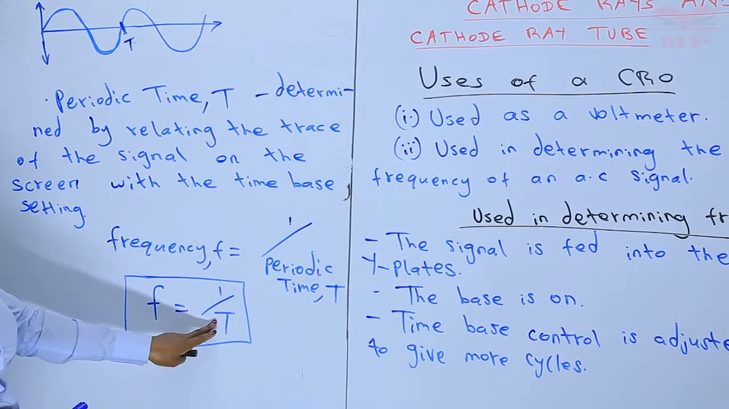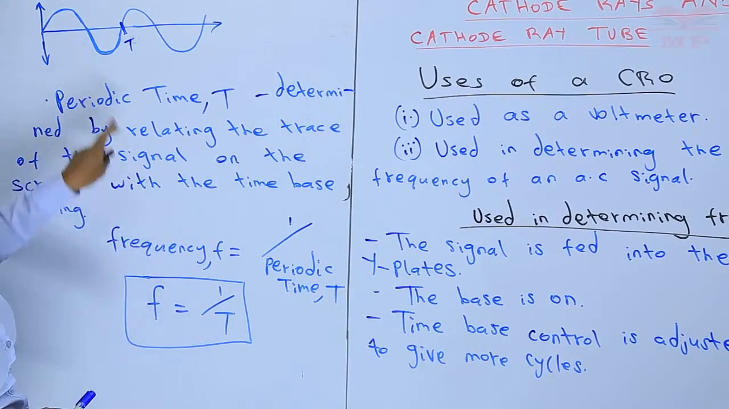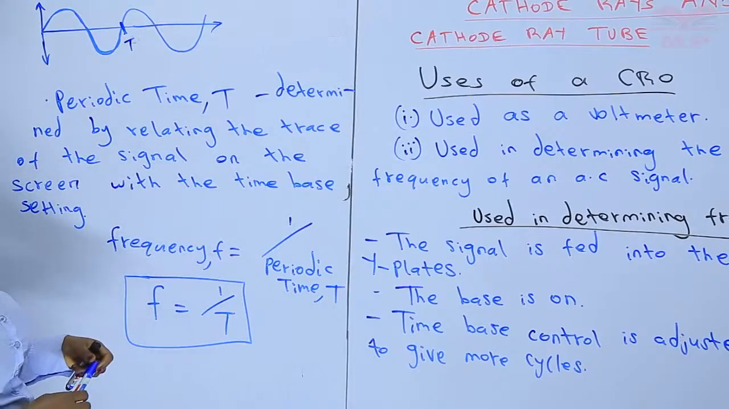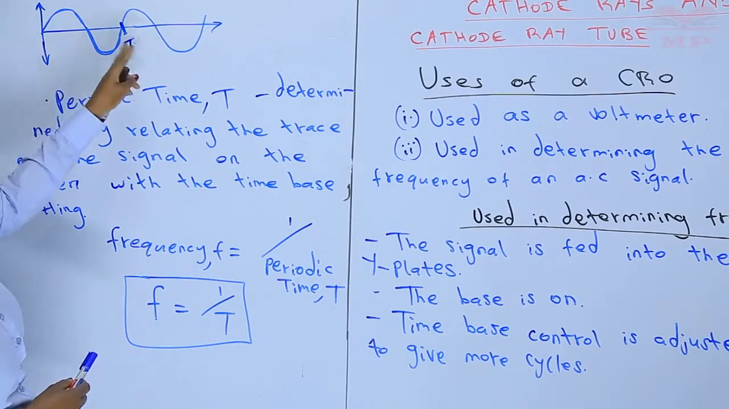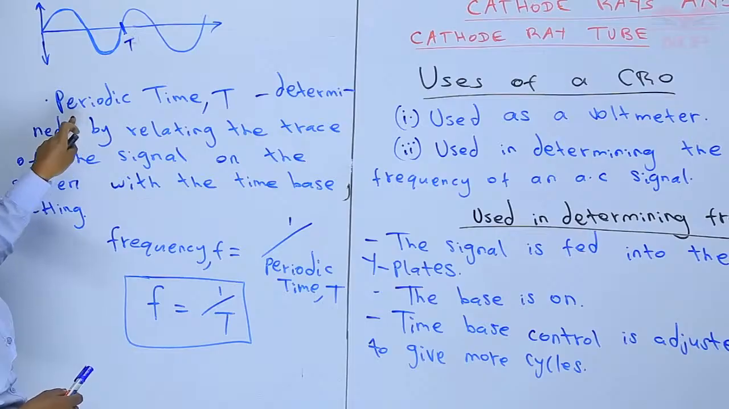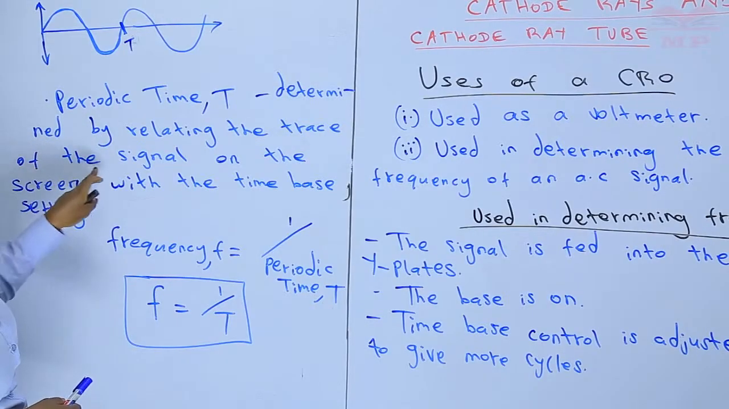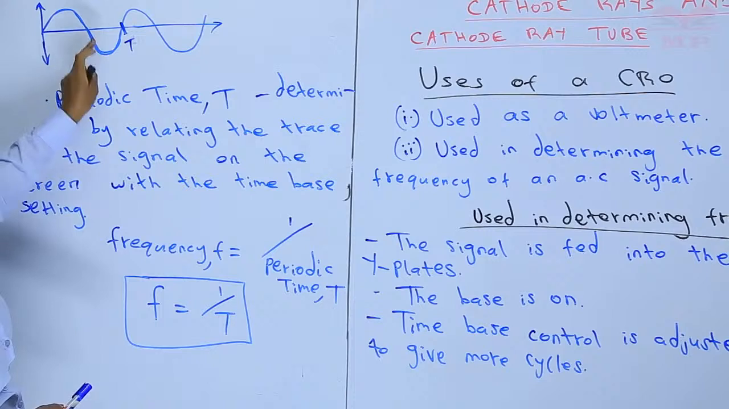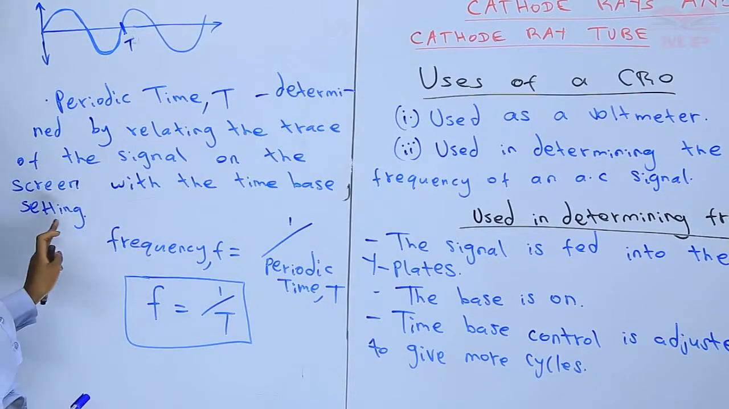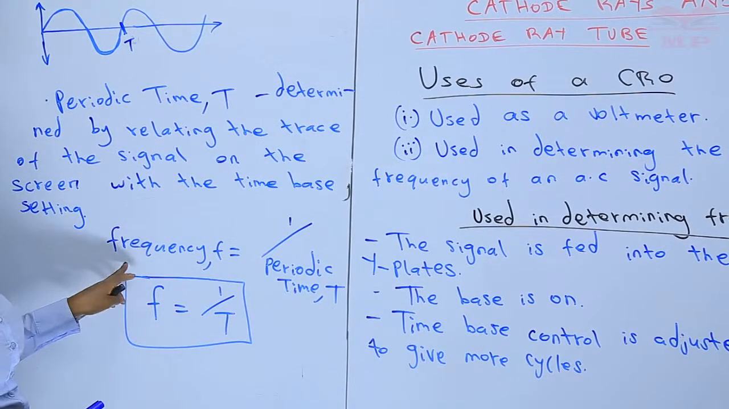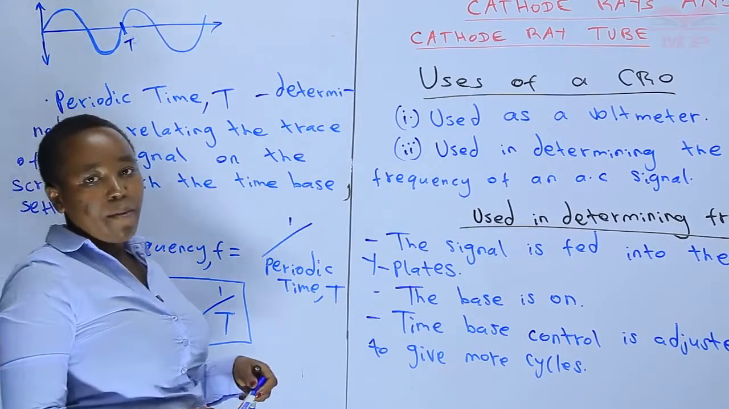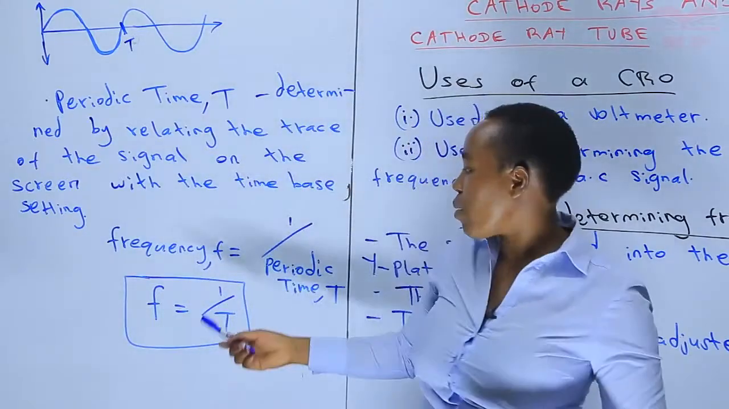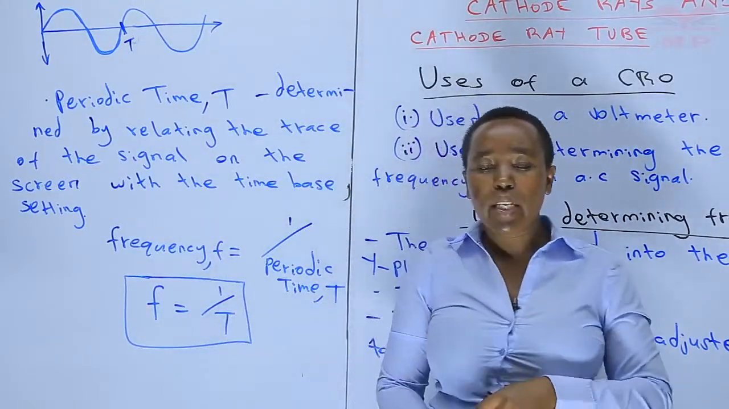Because when we get the periodic time from the connections, whereby the signal is fed into the Y plates, then the time base is on, and the time base control is adjusted to give as many cycles as possible, the periodic time is determined by relating the trace of the signal on the screen with the time base setting. With this, we can get the periodic time and hence calculate the frequency. So the frequency will be the reciprocal of the periodic time.